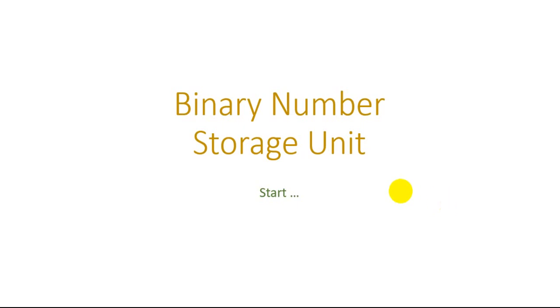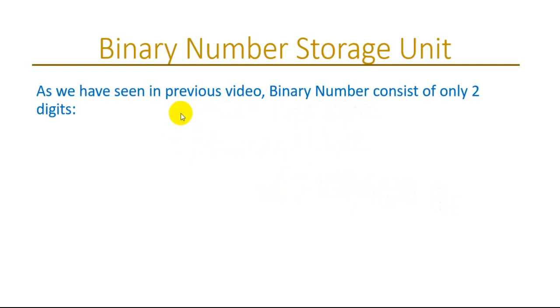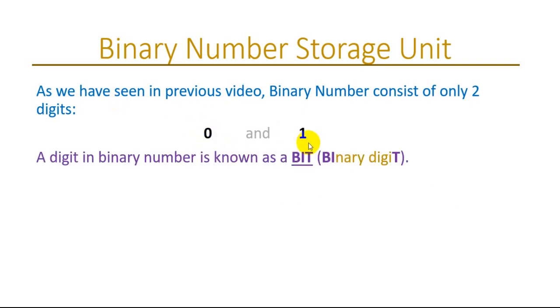So today we are going to talk about how binary numbers are stored in memory and how you figure out the capacity. As we have seen in the previous video, a binary number consists of only 2 digits. You have already seen that in the binary number system video as well. You have only 2 digits, 0 and 1, in the binary number system.